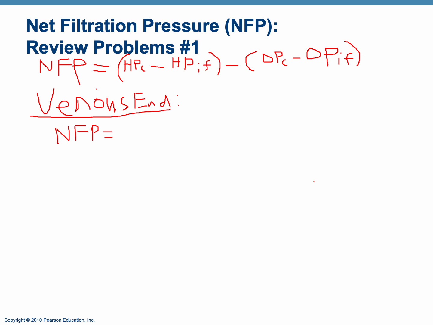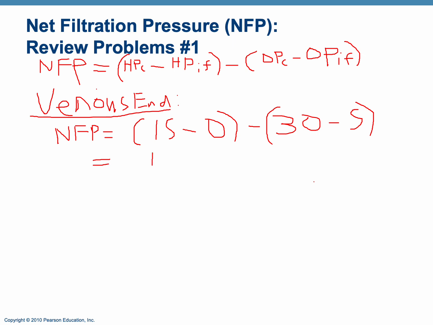Based off of the values here and the information in our paragraph, we'll find that NFP is equal to 15 minus 0 in parentheses, minus, now in parentheses, 30 minus 5. So 15 minus 0 is 15. 30 minus 5 is 25.